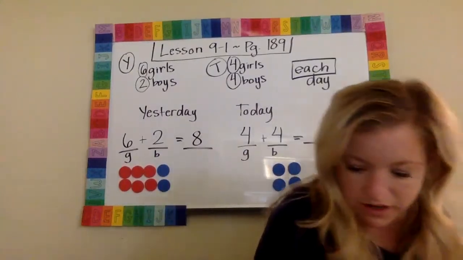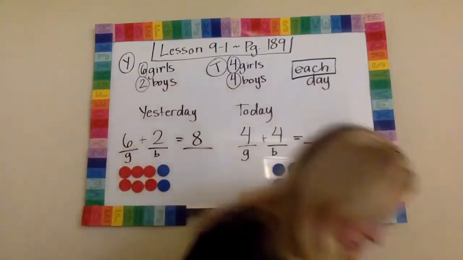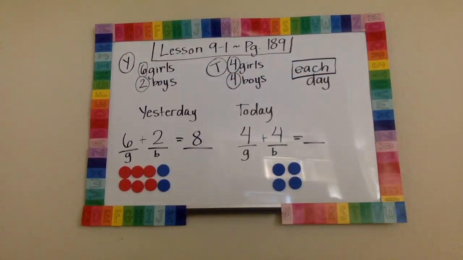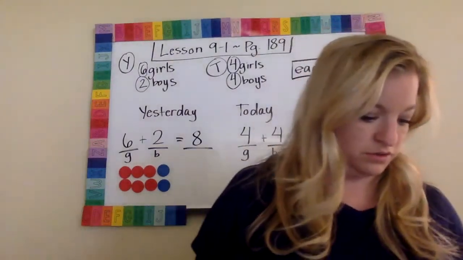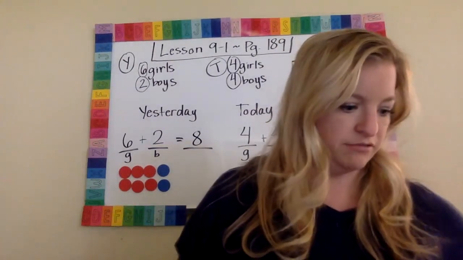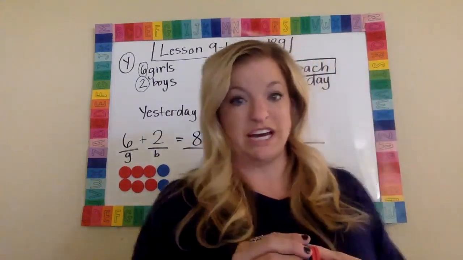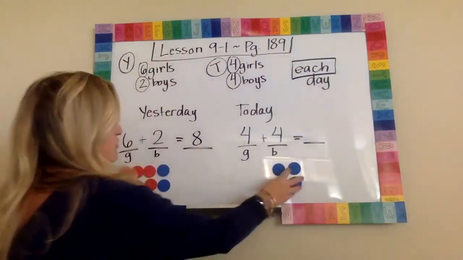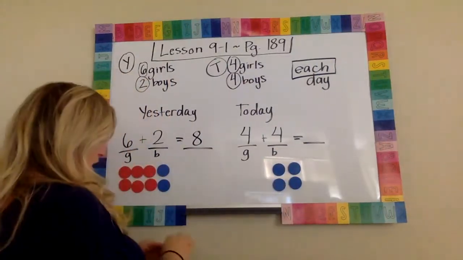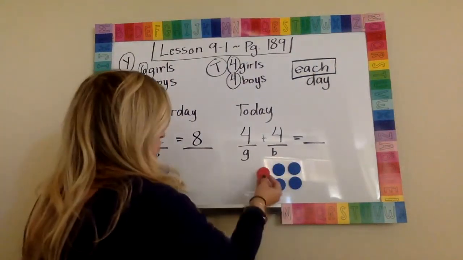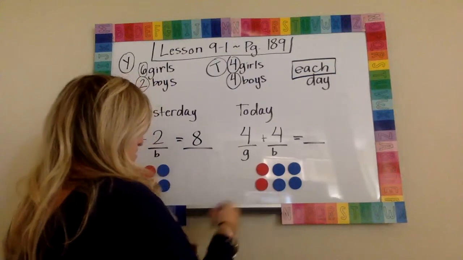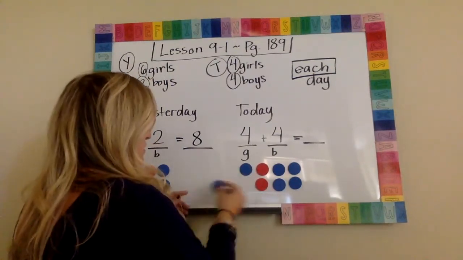Now I'm gonna see if I have more red ones. Let's see. Well, gosh, boys and girls, I don't have that many more red ones. So we're just gonna have to pretend, okay? Pretend with me. 4 boys, and I'm gonna count on for 4 more. 5, 6, pretend these are red, 7, 8.